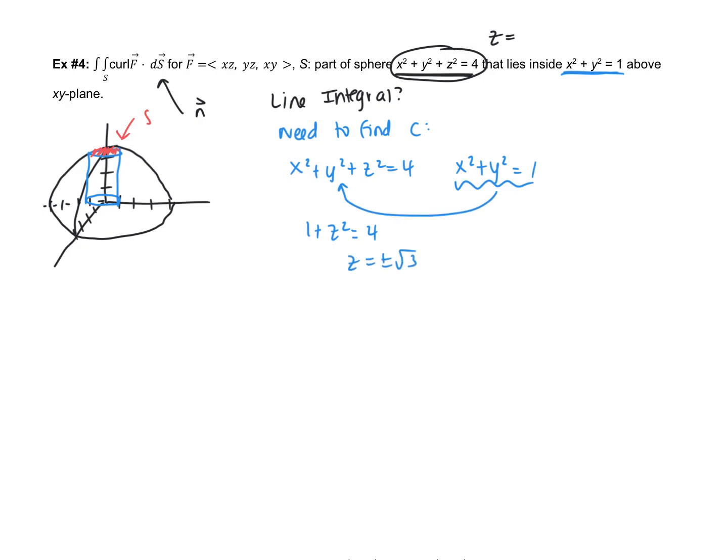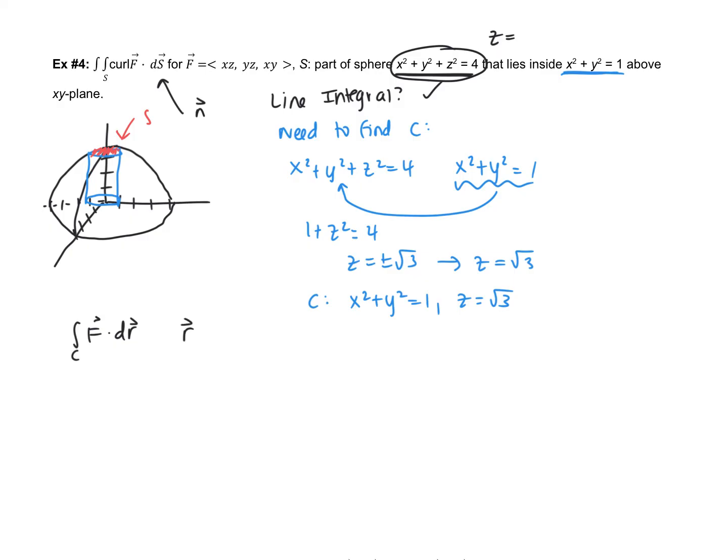But we're looking above the xy plane where z is positive. So z is equal to root 3. So our curve, not our surface, our curve, is x squared plus y squared equals 1 at a height of z equals root 3. Okay, this is pretty easy to parameterize, which verifies for us that computing this quantity as a line integral is definitely going to be easier. So we are going to do F dot dr instead.